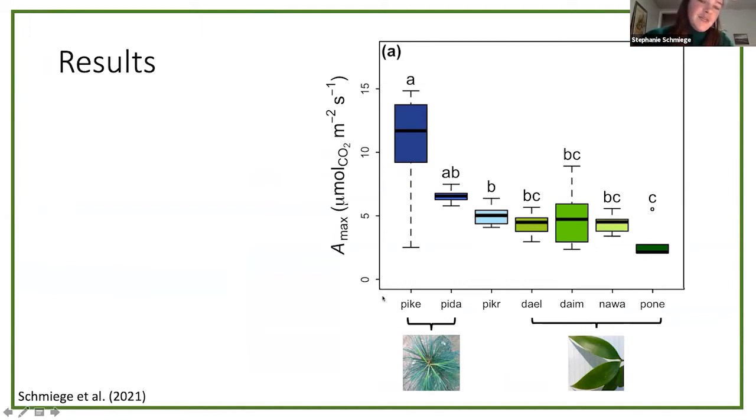And you'll notice immediately that our needle-like pines have higher maximum photosynthesis than our podocarps, and that our endemic flat-leaved pine falls sort of right between the two in terms of all of these species. And so this supports our initial hypothesis that our shade-tolerant, low-light podocarps will have lower maximum photosynthesis.